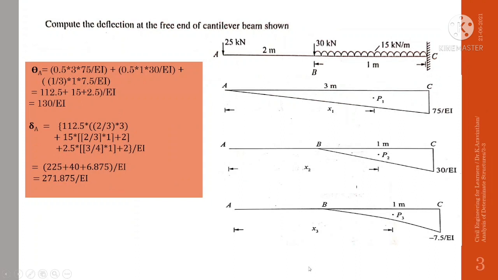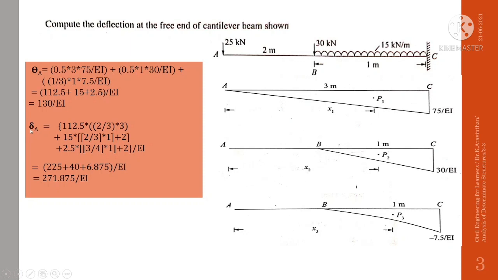Let us first find theta A. We need the theta at the point A. So the area has to be found out: half BH, half into 3 into 75 by EI, plus half into 1 into 30 by EI. For the parabolic shape we use 1/3 of BH, so 1/3 of B, which is 1, and H is 7.5. If you add that, you will get 130 by EI as your theta A. Here the EI is not given, hence we can keep this as a ratio.